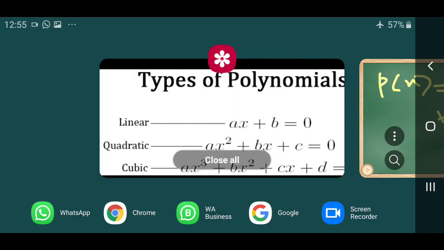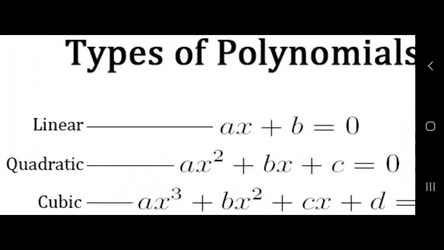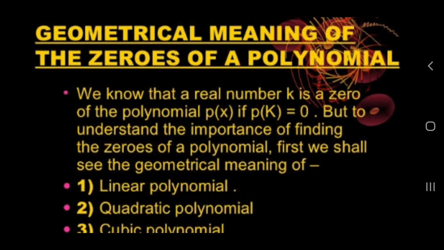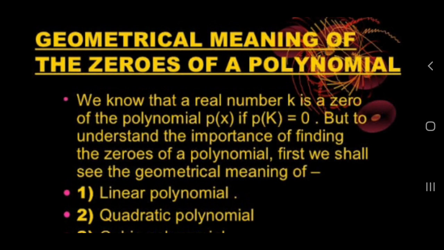Now, yes. In our chapter, we have to study the geometrical meaning of zeros of a polynomial. Geometrical, that is the first concept you have to study in this chapter. Geometrical meaning of the zeros of a polynomial. We know what is the zero of a polynomial. Then, for a linear polynomial or a quadratic or a cubic polynomial, its zeros will be different and the number of zeros also will be different.